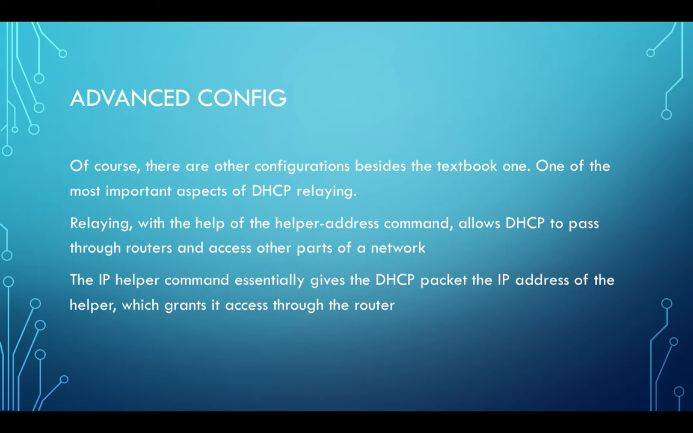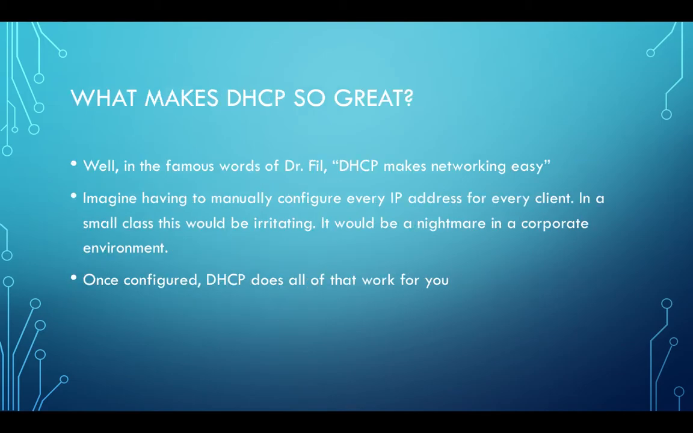The IP helper command essentially gives the DHCP packet the IP address of the helper, which grants it to the router. Otherwise, if a packet needs to get outside the local network, it'll go to the router, and that's it. That's the end. There's no helper address set up. To get out of the router, it needs to have a helper address that will take the place of the previous address. And this allows it to go past the router and wherever it needs to be.